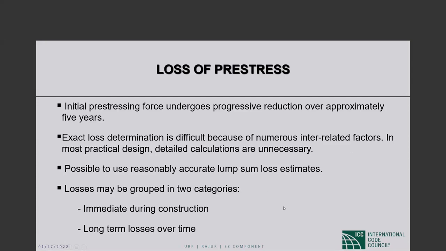So two kinds of losses appear. One is immediate during construction. So the moment you apply the pre-stress, the losses will be instantaneous. Then the other kind of loss we call long-term losses over time. That happens approximately over 5 years. So there are different factors that affect these two types of categories.